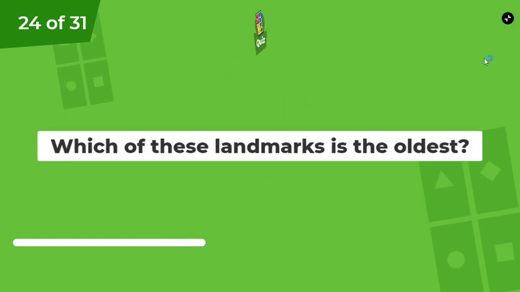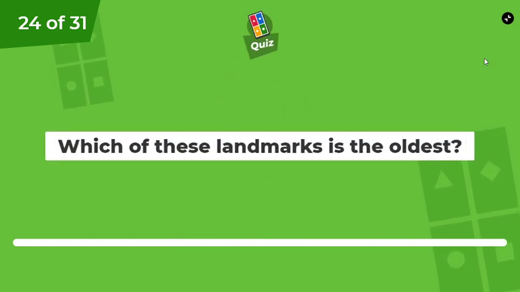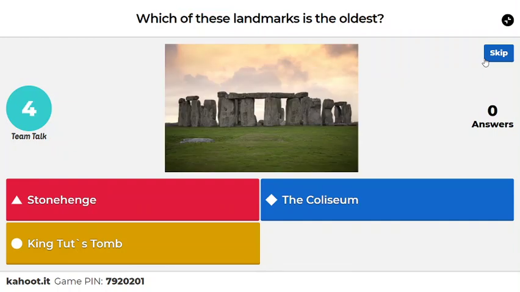Which of these landmarks is the oldest? Bu tarihi yerlerden hangisi en eskisidir diyor. Kayda değer olan yerlerden. Stonehenge, the Colosseum or King Tut's tomb? Which one?